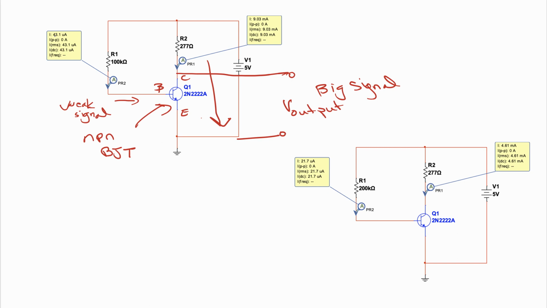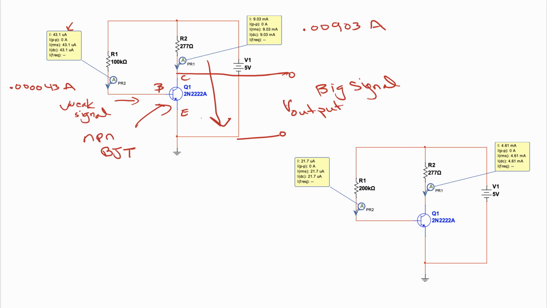And so in my circuit simulation, you can see I'm putting in 43.1 microamps. So a very tiny number. And then we're getting out 0.00903 amps. So much bigger. So that's the amplification that we're talking about.